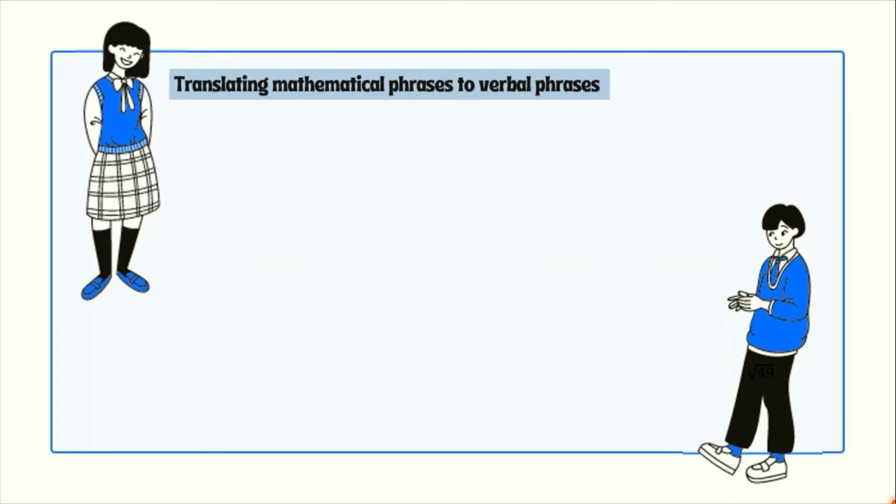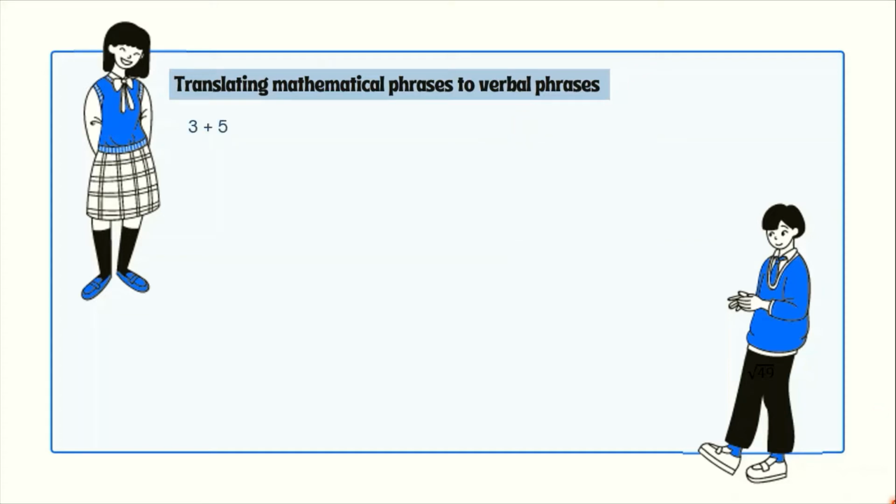Translating mathematical phrases to verbal phrases. Ang difference ng mathematical at verbal phrase ay, let's say na mathematical phrases are for mathematics and verbal phrases naman are for English. Therefore, ang mathematical phrases ay binubuo ng mga numbers and symbols, whereas itong verbal phrases ay binubuo ng words. Bigay tayo ng example.